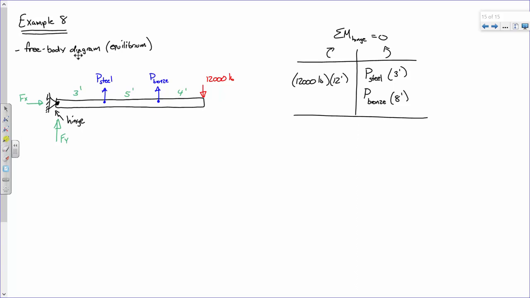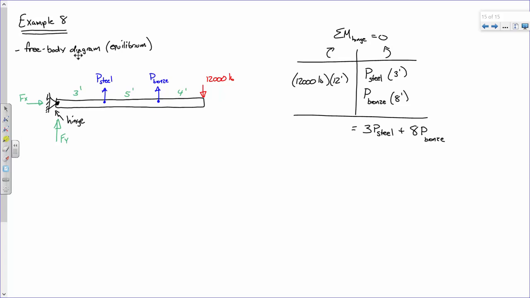All right, so first off, from a units perspective, because I don't like dealing with more units than I need. Does everybody see how I'm going to have feet on the left and feet on the right? Why don't I just cancel the feet? Because I don't have to write the word feet over and over again. So over here on the right, I'm just going to write that as 3P steel plus 8P bronze. Okay? All right.